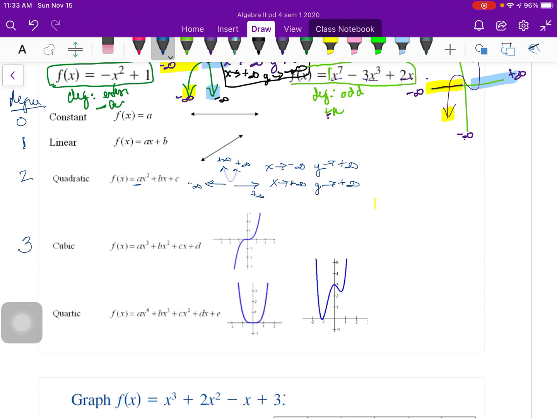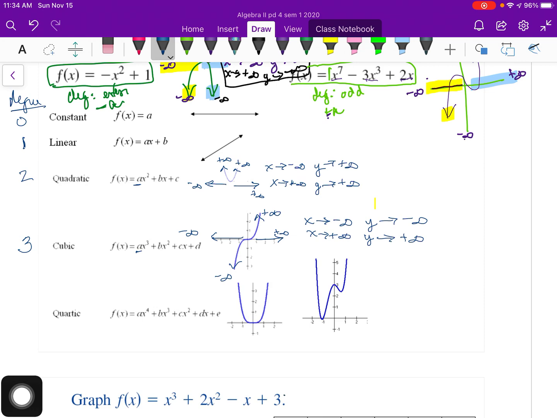So then let's look at a cubic, which is a degree of 3. Here is the graph of a cubic. As the x's go left towards negative infinity, my y's go down. That is negative infinity. As the x's go right, that's towards positive infinity, my y's go up, which is also positive infinity. That's again because my a is positive. This would be my end behavior.